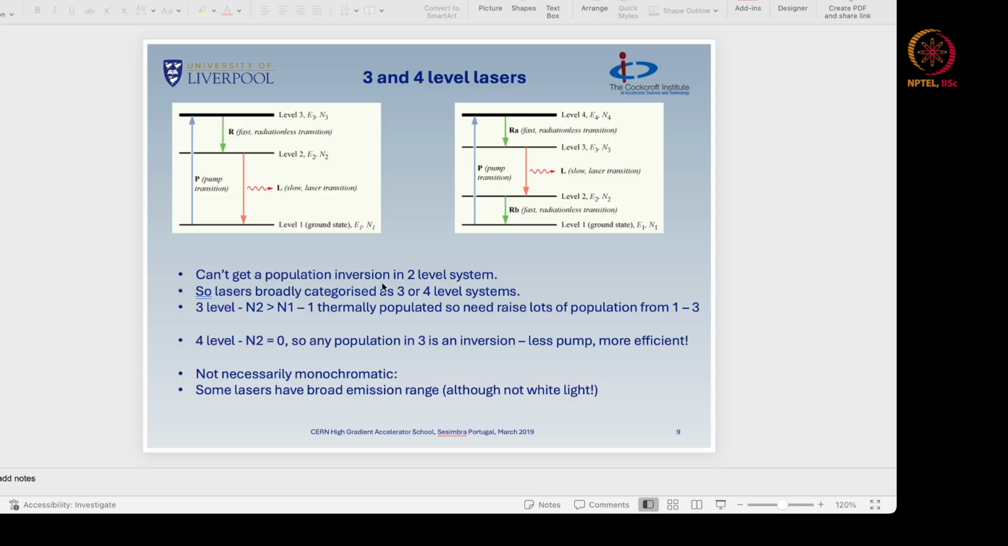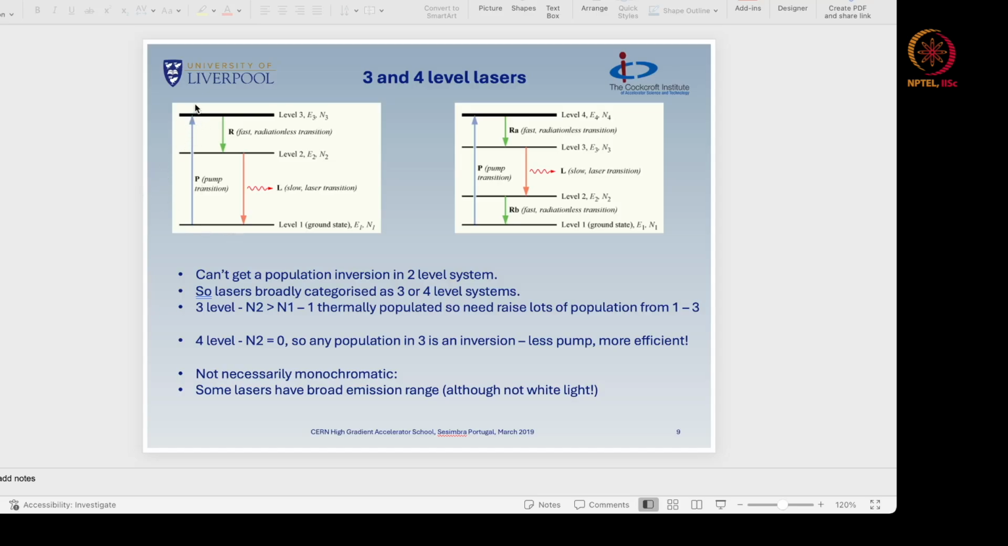So you cannot get a population inversion in 2-level systems. So lasers are broadly categorized as 3 or 4-level systems. In a 3-level system, N2 is greater than N1. Level 1 is thermally populated, so you need to raise a lot of population from 1 to 3.